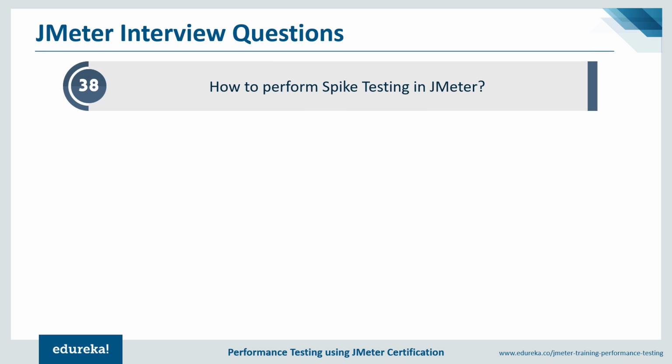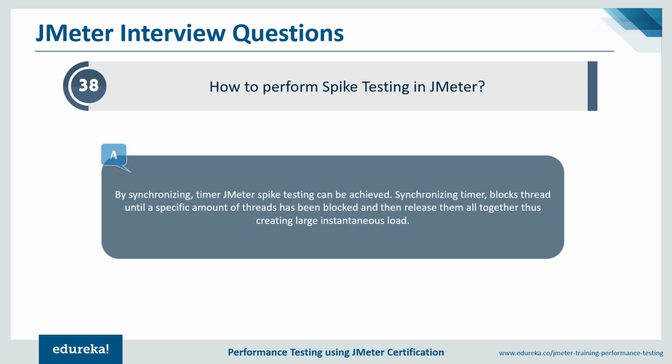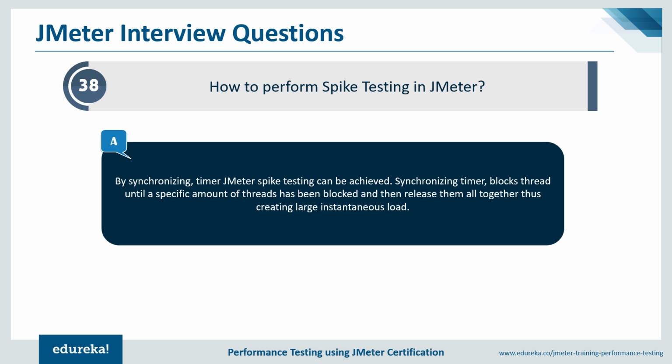Now moving on, how to perform spike testing in JMeter. By using the Synchronizing Timer in JMeter, spike testing can be achieved. The Synchronizing Timer blocks threads until a specific number of threads have been blocked and then releases them all together, thus creating a large instantaneous load.